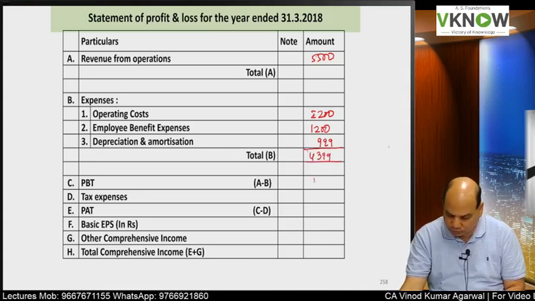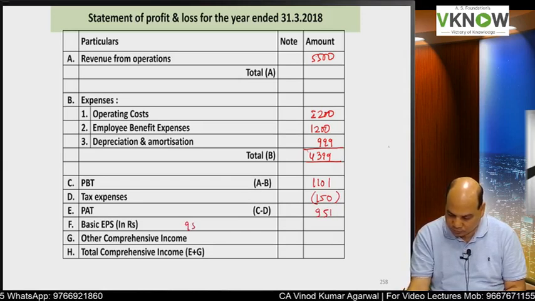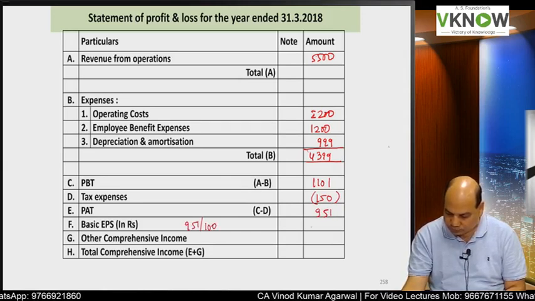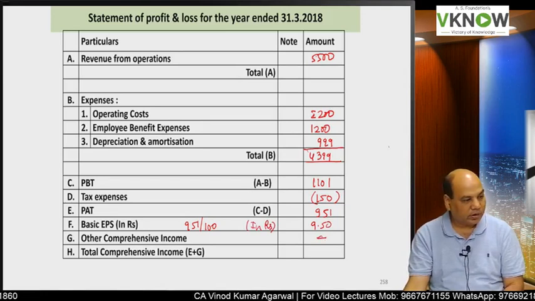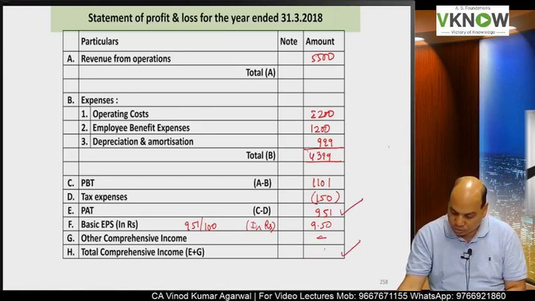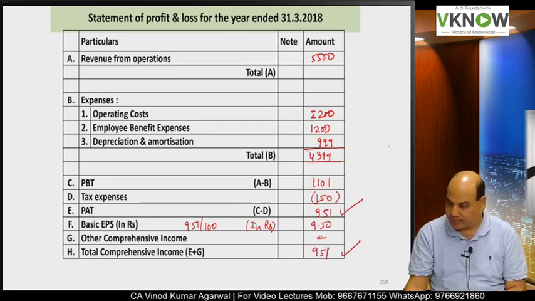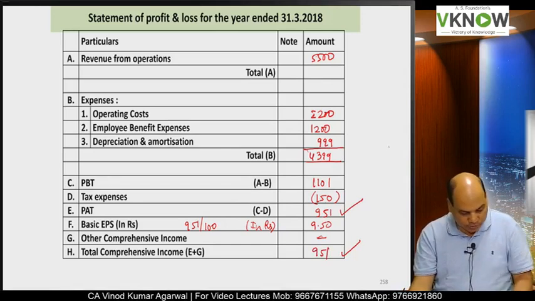PBT is how much? Tax expense 150, PAT, basic EPS 951 by 100, 9.51 in rupees. Other comprehensive income is not there. So total comprehensive income will be 951. This time there is no adjustment.